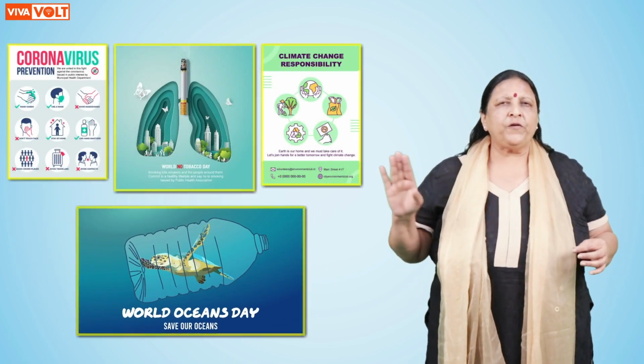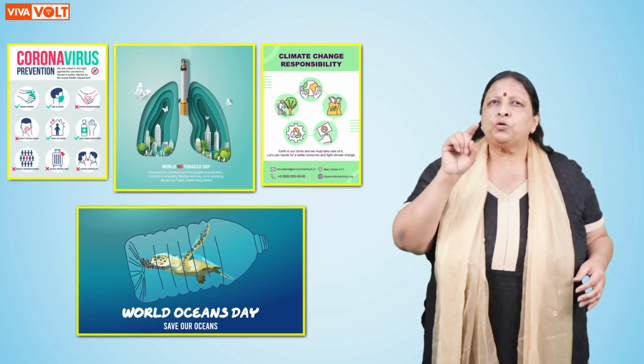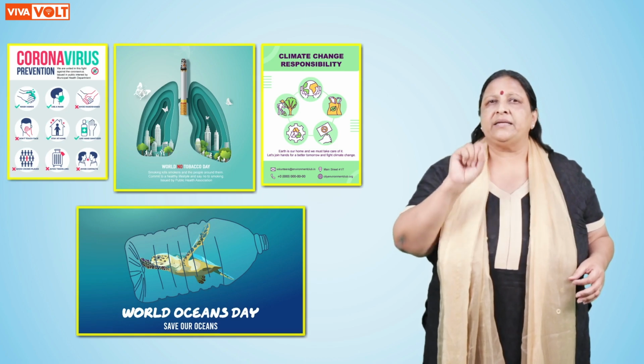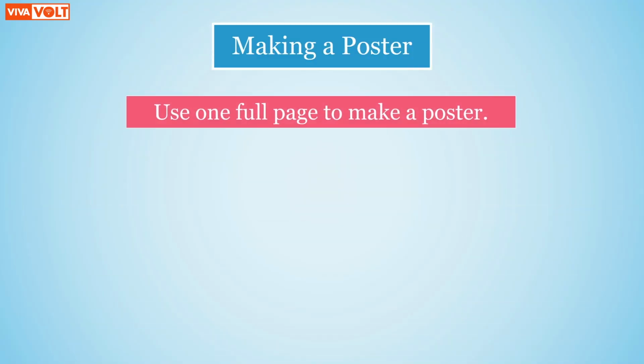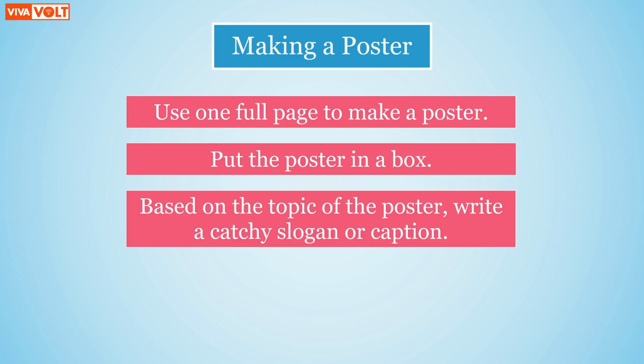Though there is no fixed format that you have to follow when making a poster, you should keep a few things in mind. Ideally, one full page should be used for a poster. The poster should be put in a box. Start by giving a catchy slogan or caption. You can sometimes use both depending on the subject of your poster.